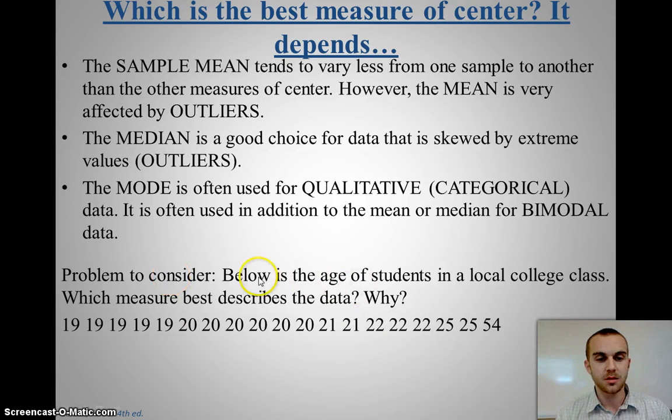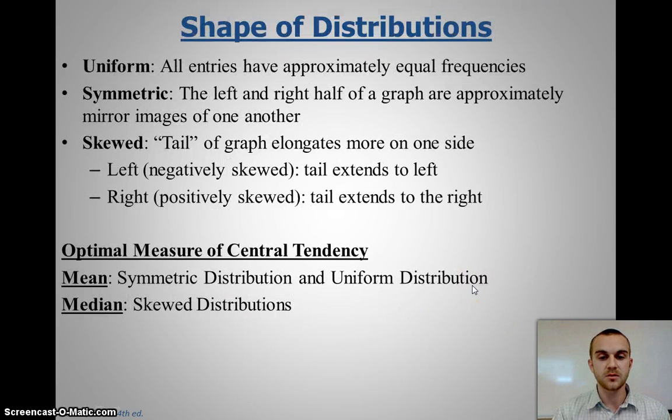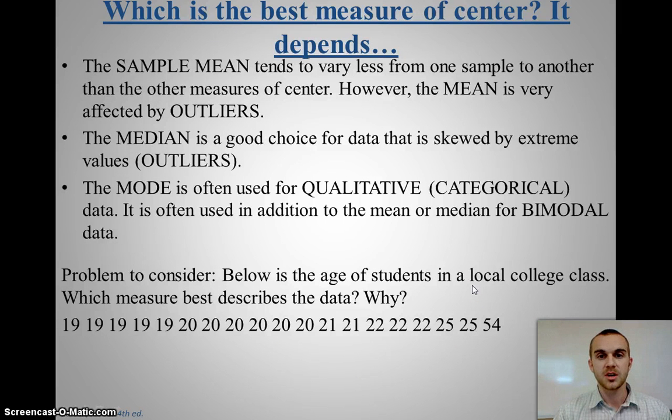So down here at this problem, we've got all these values below, the ages of students in a local college class, and which measure would you think would describe this group best and why? So you've got 19, and then it's kind of consistent 19 through 25, and then you've got this extreme value of 54. So you'd want to think about, what do you think that would be?